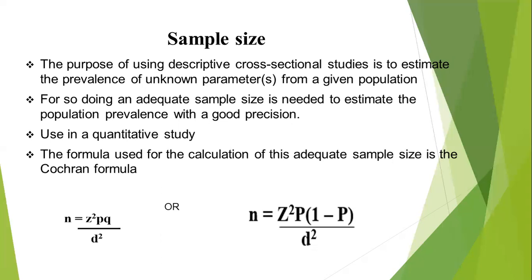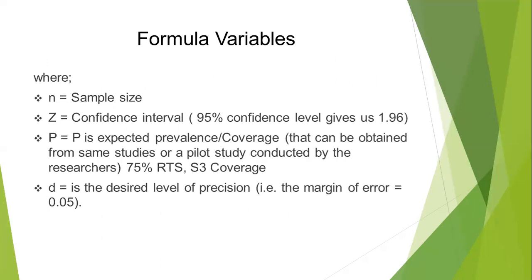The formula for sample size calculation that we are going to use is Cochran, and it's given as n equals z square pq divided by d square, which can also be written as n equals z square p bracket open 1 minus p bracket close divided by d square. The variables stand for n, sample size, z, confidence interval, which is 95% confidence interval, and is taken as 1.96.